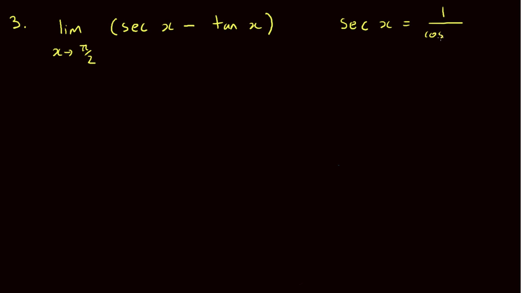Okay, last question. So we have this question right here: the limit as x approaches pi over 2 of sec x minus tan x. If you need a hint, remember that secant of x is just the reciprocal of cosine, 1 over cos x. I'll give you time to pause and solve this problem.